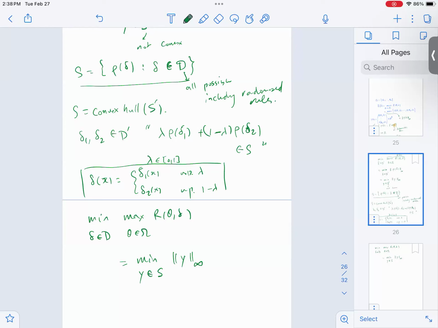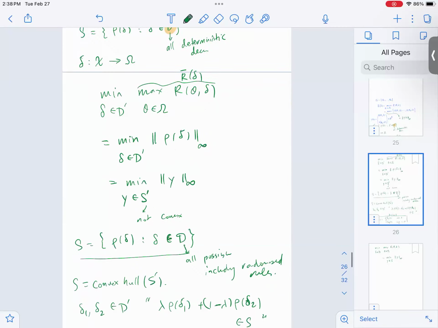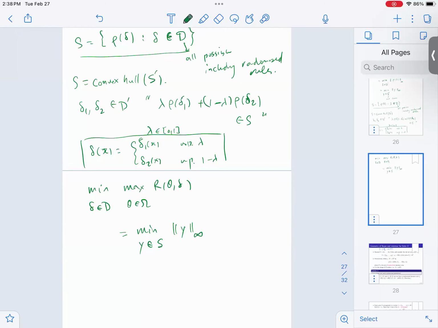If I solve this problem and the solution turns out to be a deterministic rule, then the two problems are the same. If it turns out to be randomized, then there's a gap. So you're right, this is a convex relaxation. There's no a priori guarantee. We're solving a different problem, which is smaller, because the set is bigger. But if the solution is within the original set, then the two are the same. So far, so good. We just introduced some terminology and notation. So this is the minimax problem, E1, if you want.